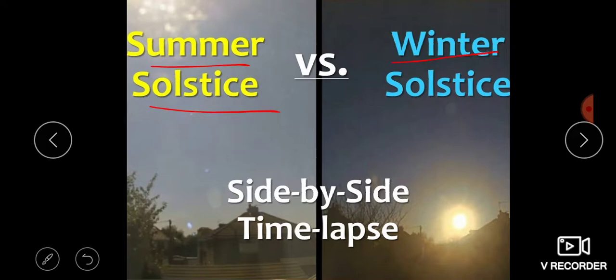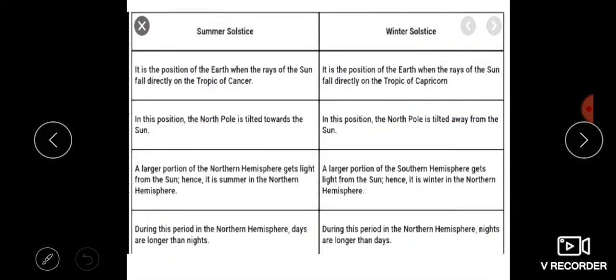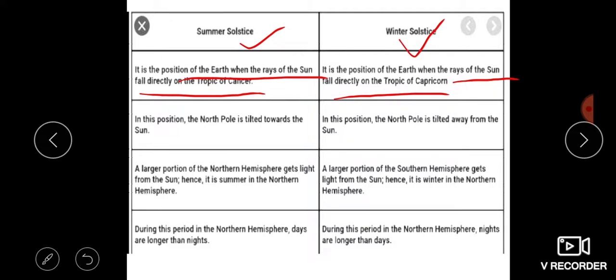Summer solstice versus winter solstice: what is the difference between them? What happens in summer solstice and what happens in winter solstice? It is the position of the earth when the rays of the sun fall directly on the Tropic of Cancer, as we had seen in the picture. Then it is the position of the earth when the rays of the sun fall directly on the Tropic of Capricorn. In summer solstice, sun rays fall directly on Tropic of Cancer. In winter solstice, sun rays fall directly on Tropic of Capricorn.